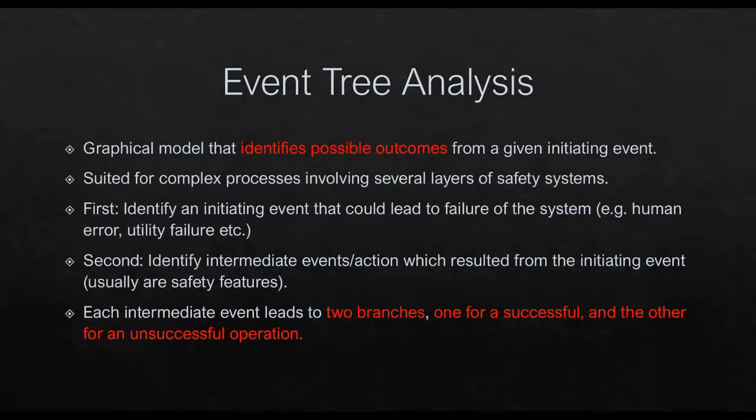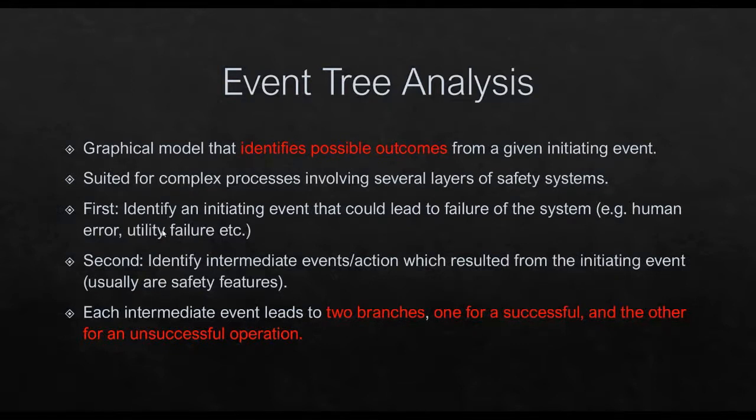The event tree analysis is a graphical model that identifies possible outcomes. It's just like the fault tree analysis. It also identifies the possible outcome, but this one is another method of drawing the diagram, suited for complex processes involving several layers of safety systems. The first is to identify an initiating event that could lead to failure of the system, human error, utility failures, etc. The second is to identify intermediate events or actions which result from the initiating event.